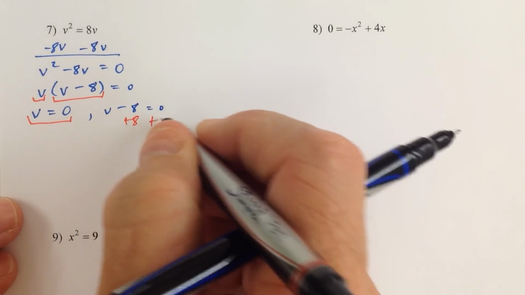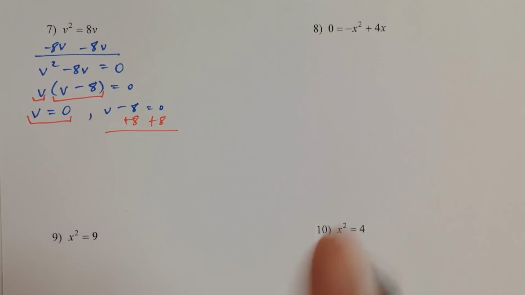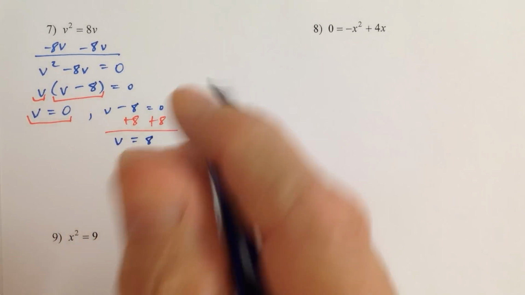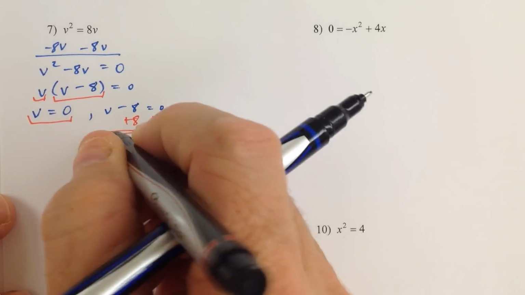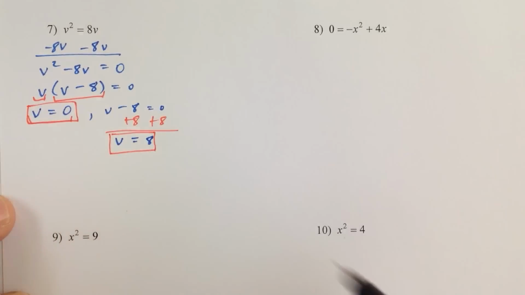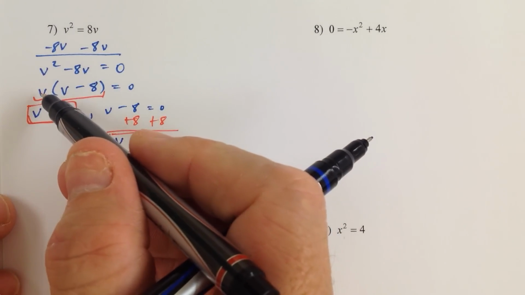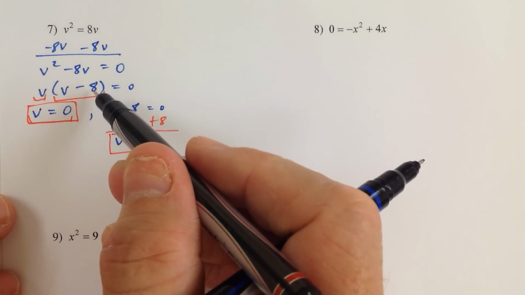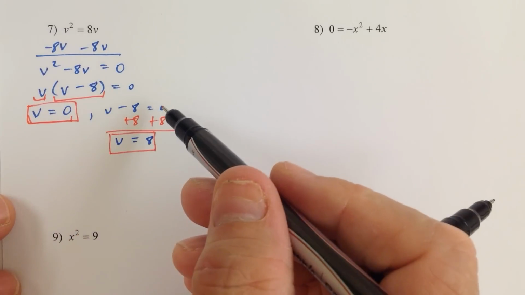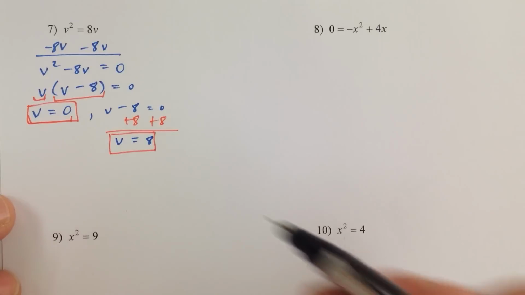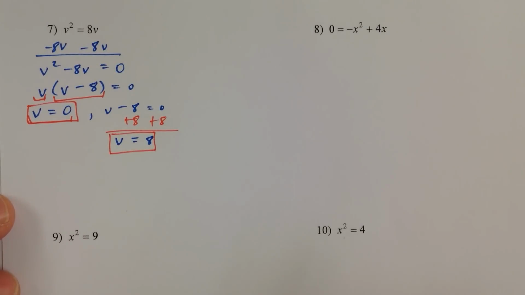Over here we have plus 8 on both sides, and when you add 8 to both sides, we get v is equal to 8. So we get two solutions, v equals 8 and v equals 0. And keep in mind, when you have a v multiplied by another factor, you can't just divide by the v, because you can't divide by 0, and you'd be dividing by a variable that might be 0.